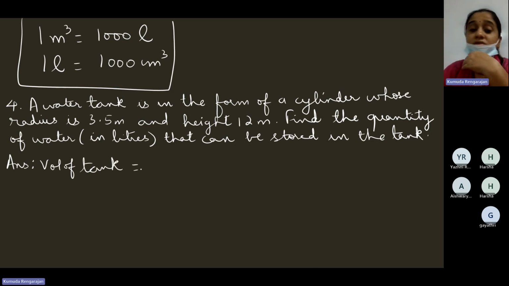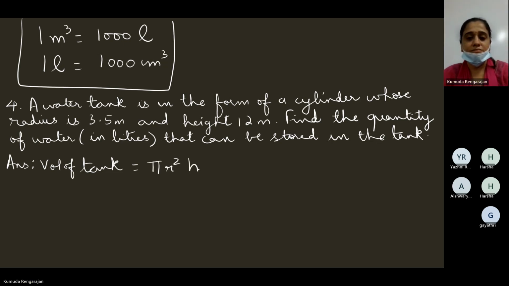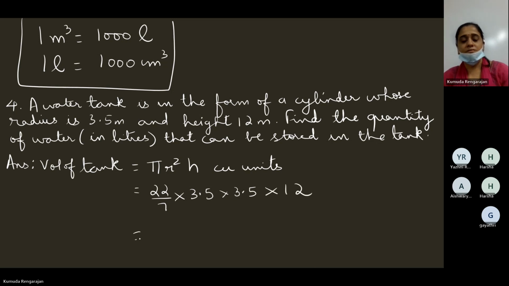So what's the formula to find the volume of a cylinder? Pi r square h. Cubic units. So you will get the answer in meter cubed. Convert that to liters.